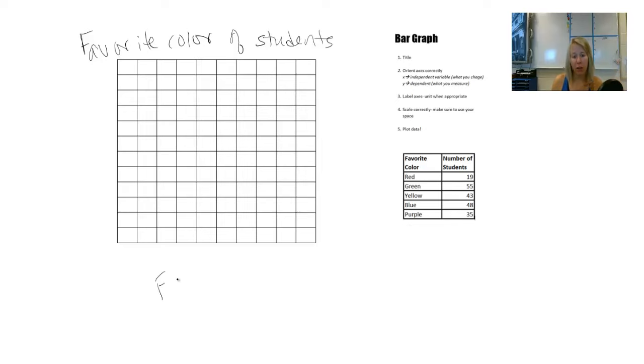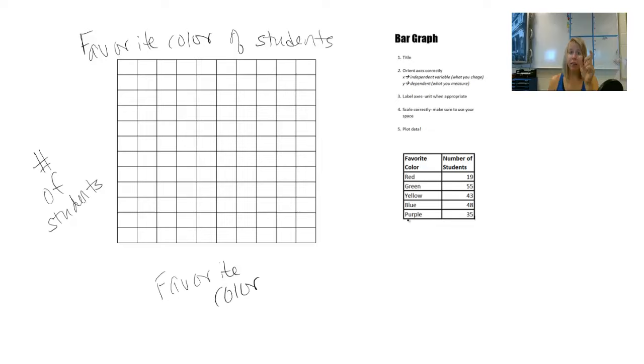So this would be favorite color, because on the X is what you change. And then on the Y is the number of students. Next, we're going to scale. And again, I have 10 boxes. I remember that from before, and I have 5 colors.